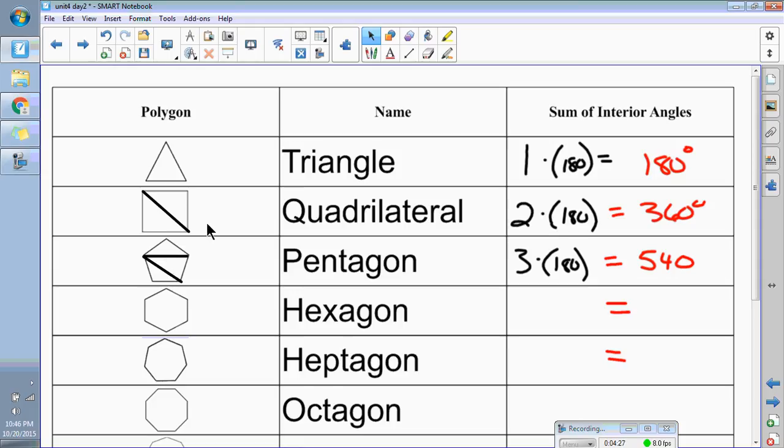Okay, I'm going to ask you now to pause the video, and I want you to try to fill in the rest of this table. When you're done, just click back on, and I'll have all the rest of the answers posted up, and you can see how you did.